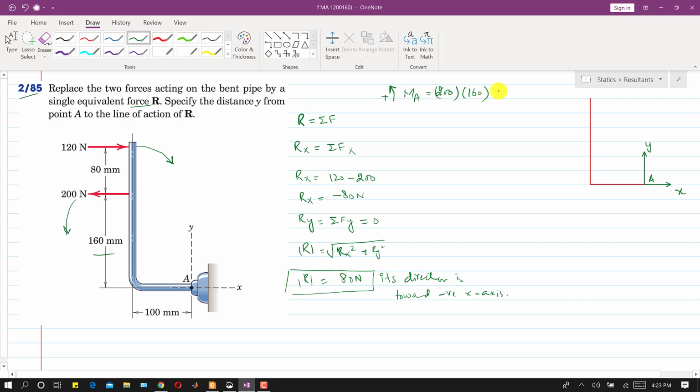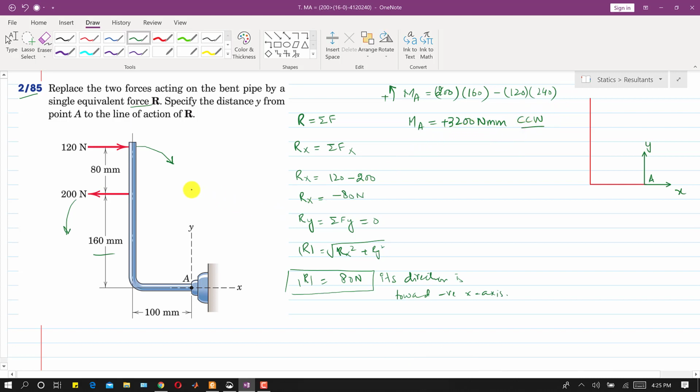And the other one is producing the clockwise moment, so I will write minus 120, and the perpendicular distance of this 120 from this point A is 160 plus 80, so it is 240 mm, right? So this will give us the total moment about A. Let me solve it. It comes out to be 3200 newton mm. And since it is positive, this means that the direction of the moment is counterclockwise, right?